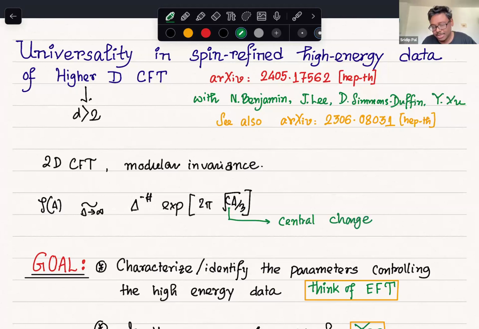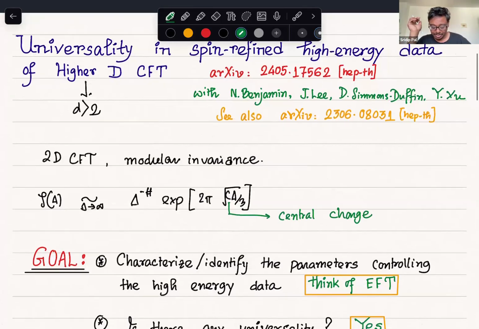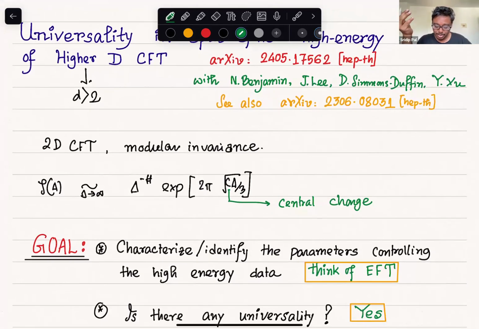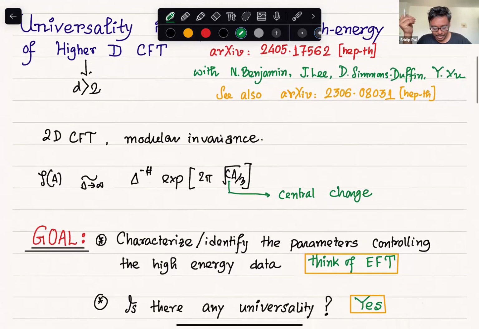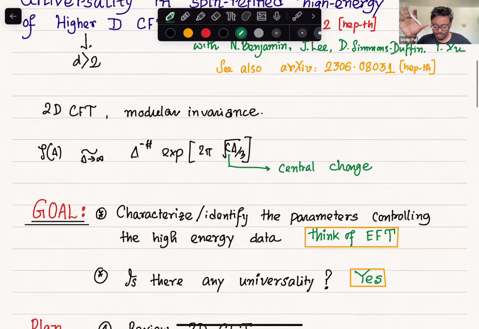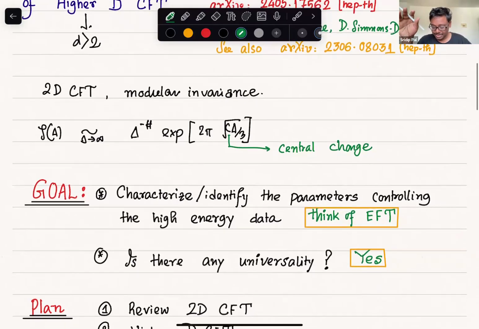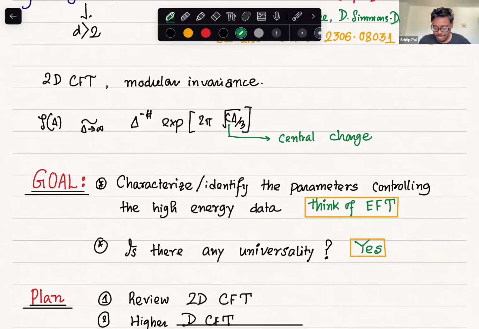So if someone tells you the central charge of the CFT, irrespective of what kind of CFT you are looking at, the density of states is completely fixed. This comes about because of modular invariance in two-dimensional CFT. In this talk, the goal is to identify the parameters that control the high energy data in higher dimensional CFT.